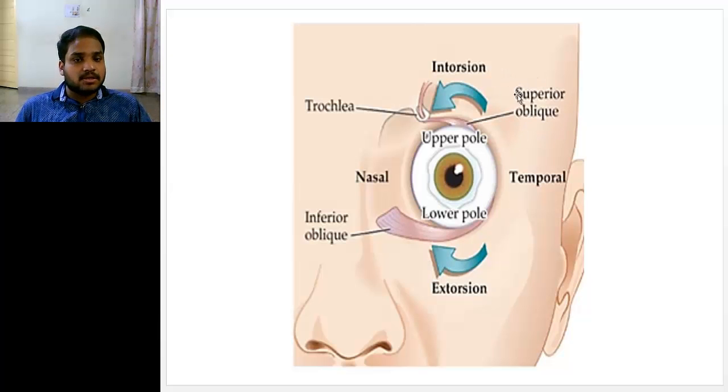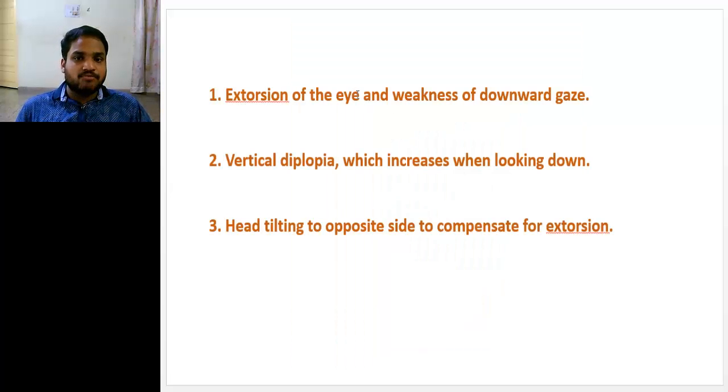Once the superior oblique is paralyzed due to damage to the trochlear nerve, what happens? Intorsion is not there, so the eye will extort, right? So there will be extorsion of the eye as well as weakness of downward gaze. Why? Because the function of the superior oblique is to help the eye to look downward, right? So because of that, there would be weakness of the downward gaze.